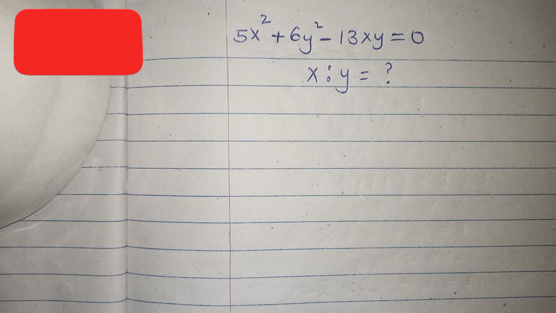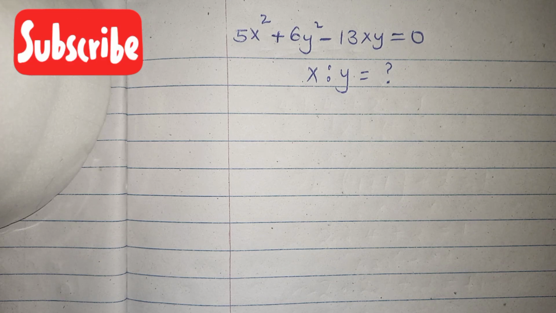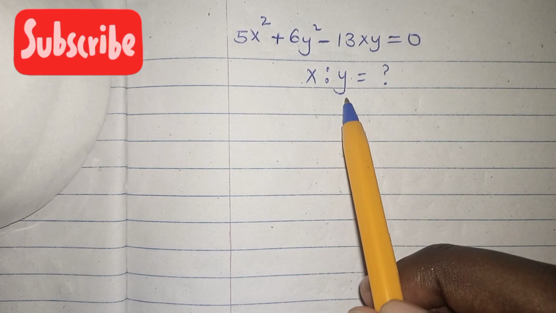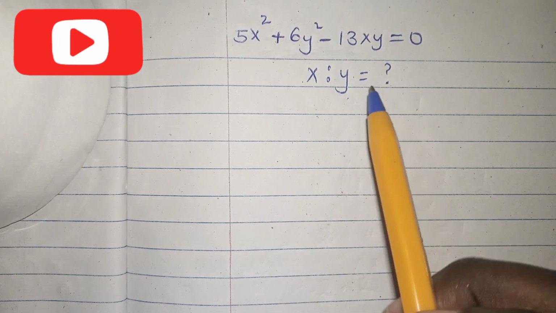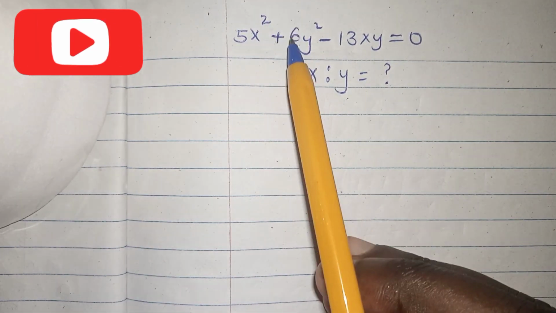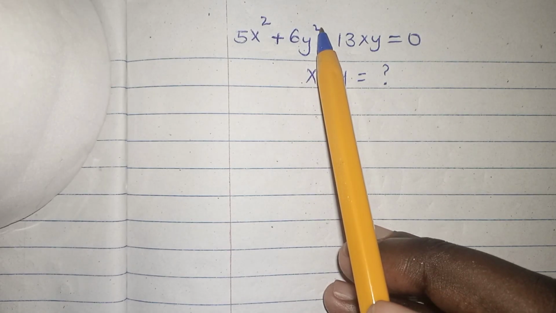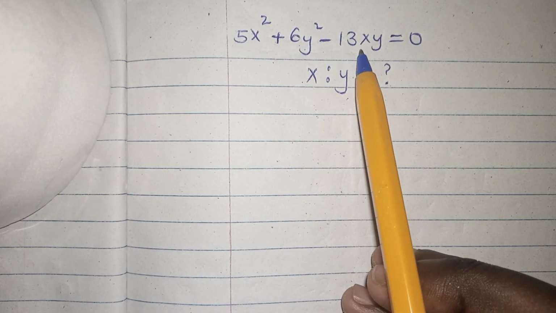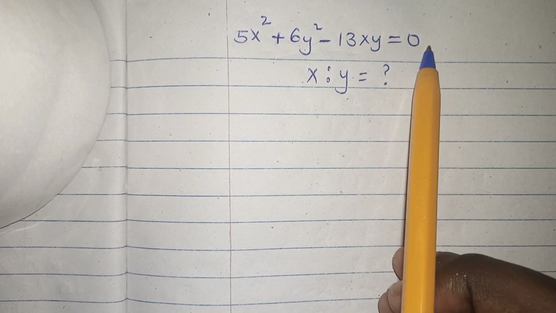So today I'm bringing you this nice equation that I want us to solve for the ratio of x to y is equals to what, when given 5x squared plus 6y squared minus 13xy is equals to 0.